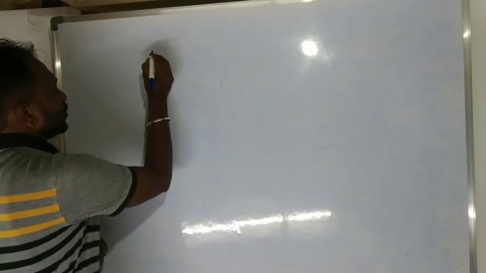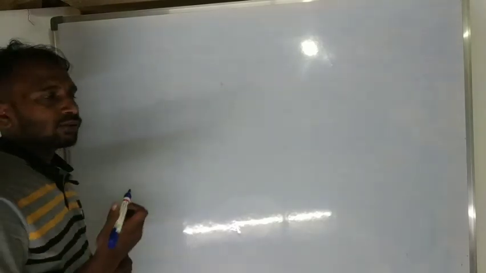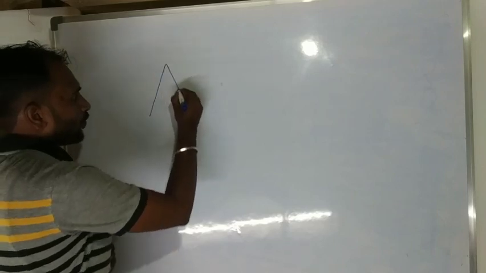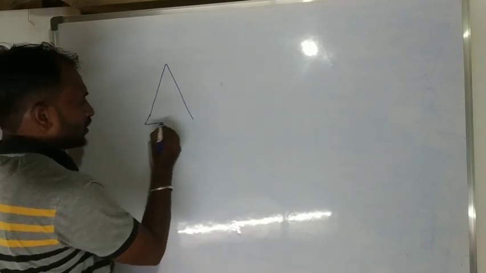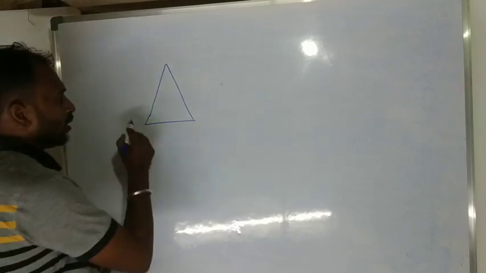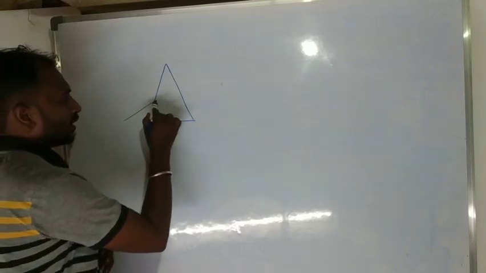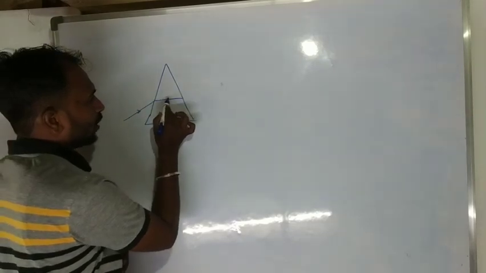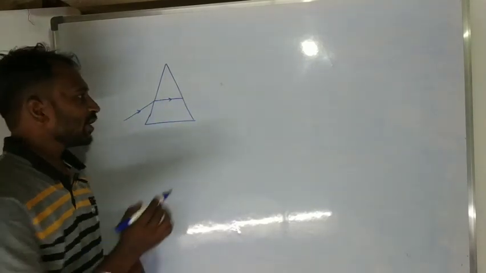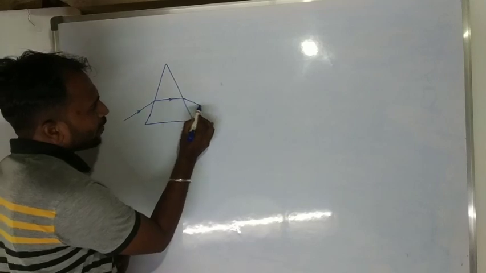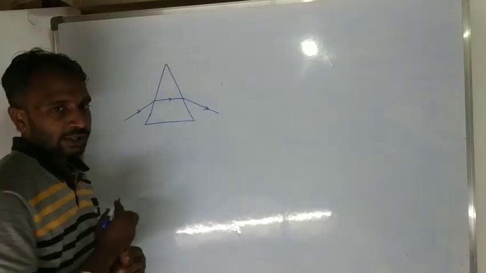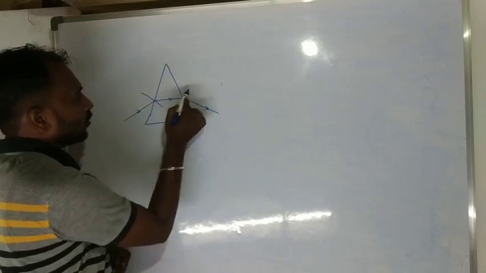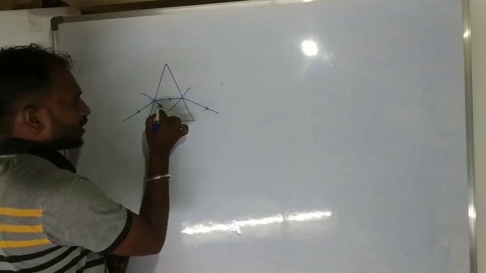So before going to this formula, here this one is a prism and this one is an incident ray, and this light ray is refracted, so this one is a refracted ray, and this light ray is emergent from this surface. And here, consider a normal for the two refracting surfaces.